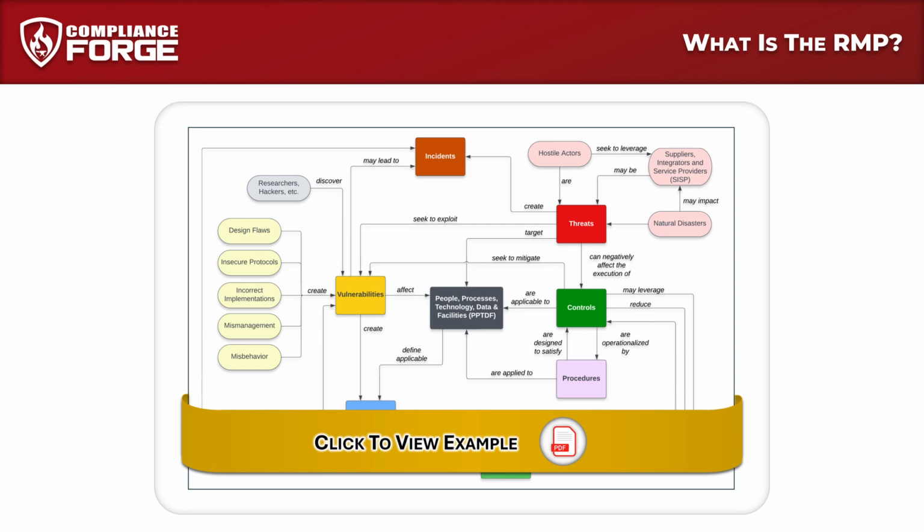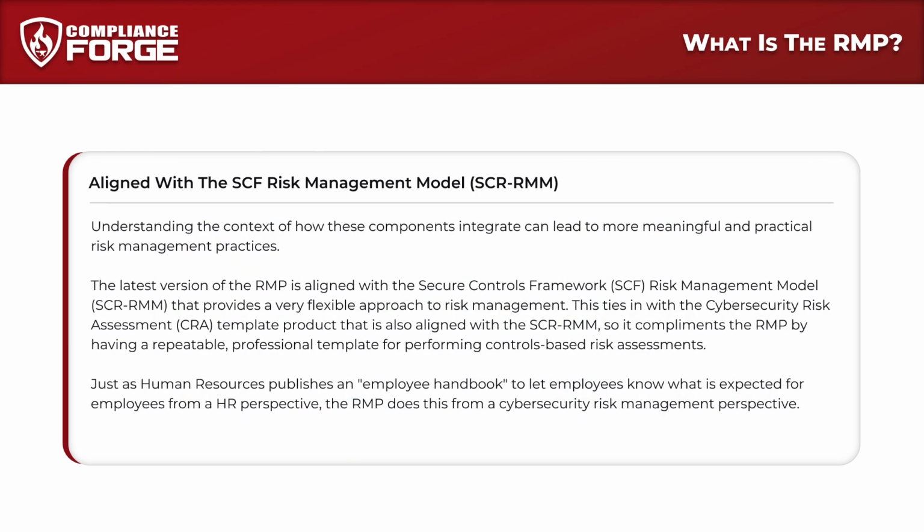Risk, threat, and vulnerability management practices are meant to achieve a minimum level of protection. This equates to a reduction in the total risk due to the protections offered by implemented controls. These ecosystem components have unique meanings that need to be understood to reasonably protect people, processes, technology, and data. The latest version of the RMP is aligned with the Secure Controls Framework risk management model, which provides a very flexible approach to risk management.